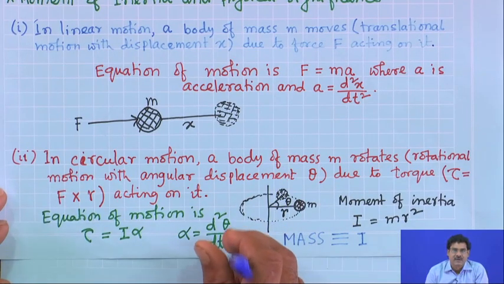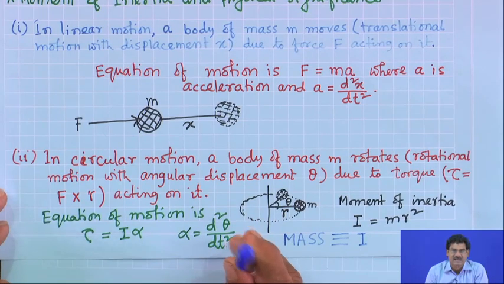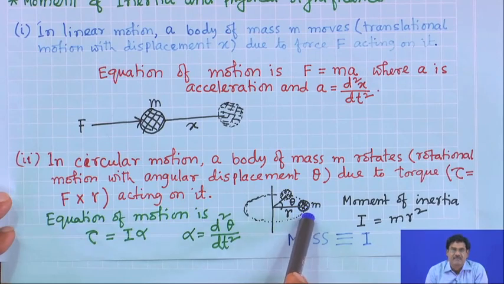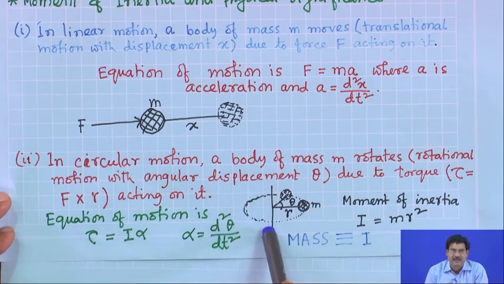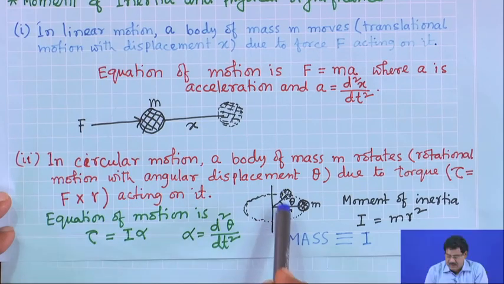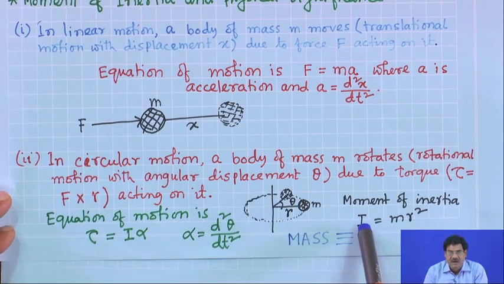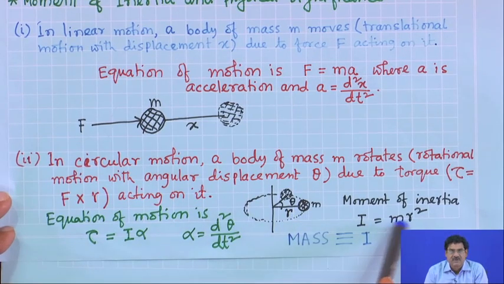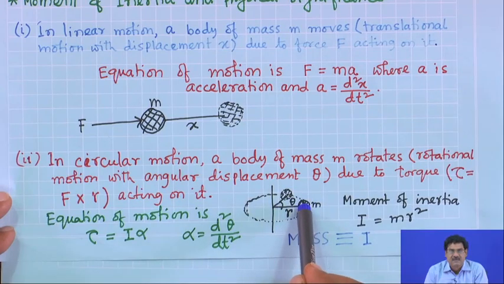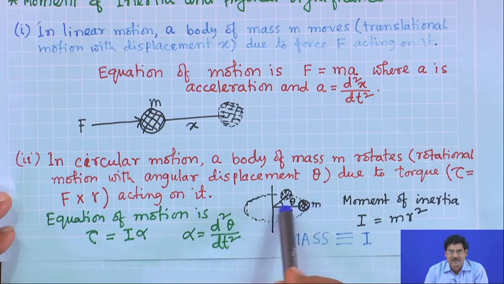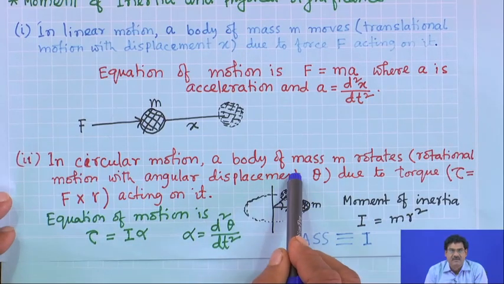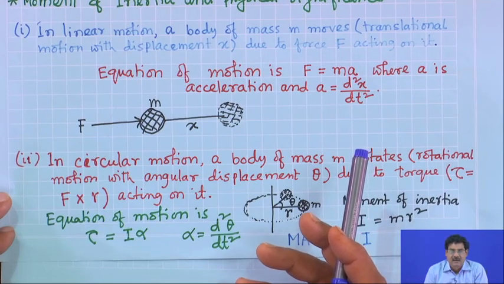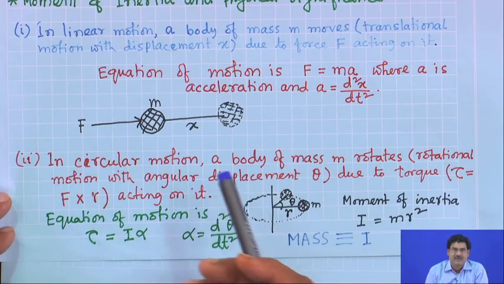Rotational motion means something rotates with respect to a center or with respect to an axis. Here you see this mass m rotating in a circular path about an axis which is perpendicular to the plane of this circle and passing through the center. Then its moment of inertia I will be basically mass into distance square. If it is a single mass and its distance remains constant at r, then it is just m r square.